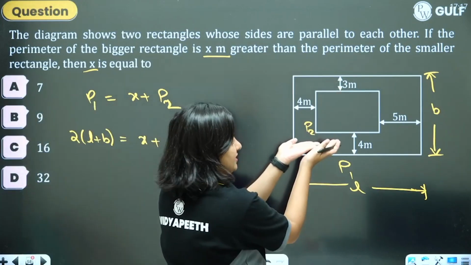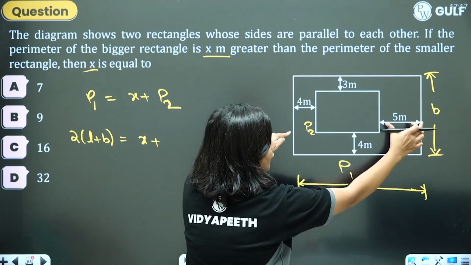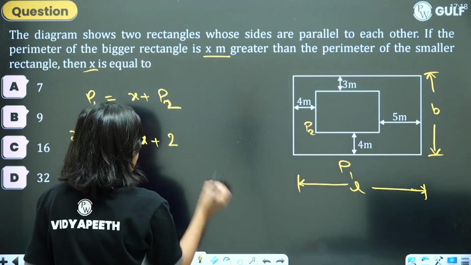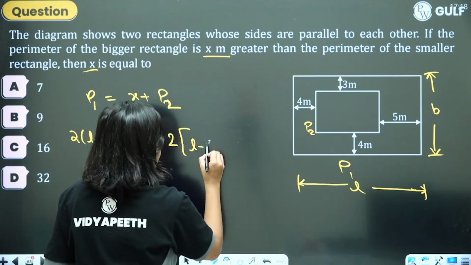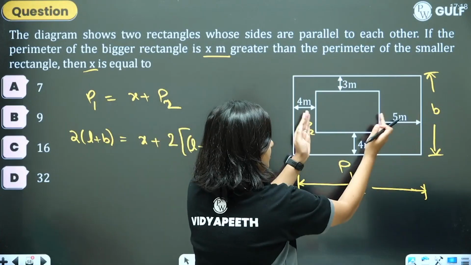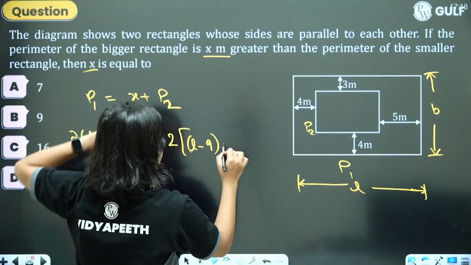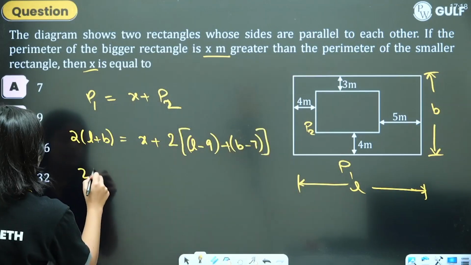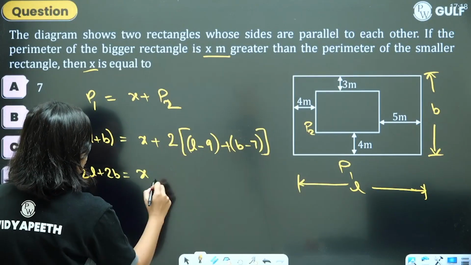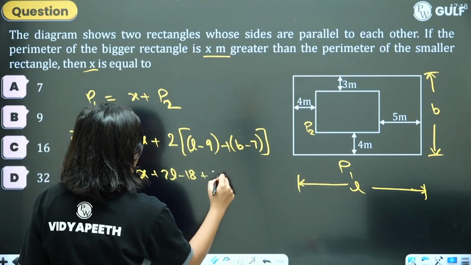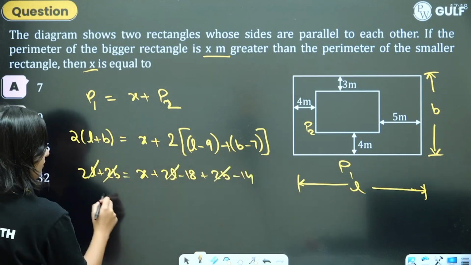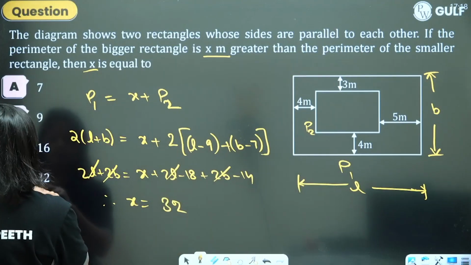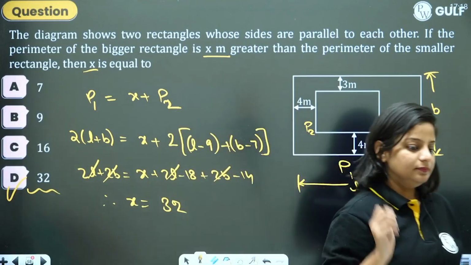Now you can yourself see that the total length is this. Out of this, 5 and 4 is reduced. So in the total length, you're going to reduce 5 plus 4, 9 meters. Out of total length, reduce 9 meters. Similarly, out of total breadth, you will reduce 4 plus 3, 7 meters. And simplify, you get the answer. 2(12 plus b) is equal to x plus 2(12 minus 9 plus b minus 7). The 2b from left and right cancel. x is equal to 28, 32 on the other side. x is equal to 32. Question was x.